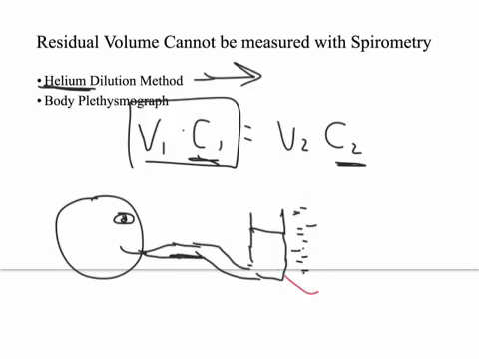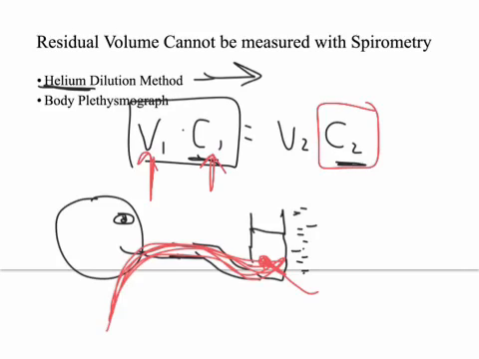And then you're going to add a known amount of helium into the breathing area, and you're going to assume that after several breaths, that helium will become equilibrated in the lung and in the spirometer. So if you know the volume of helium that you added, and you know the concentration of helium that you added, when everything is said and done, the concentration of helium will be diluted, and you can use that to discover what the final volume of everything is. And so that will give you the residual volume.